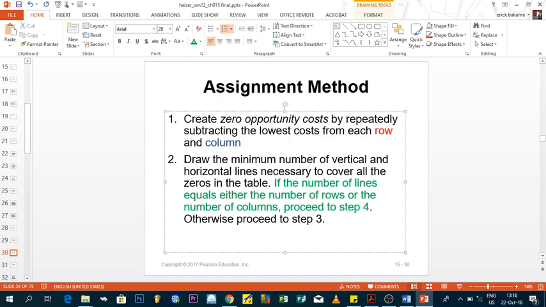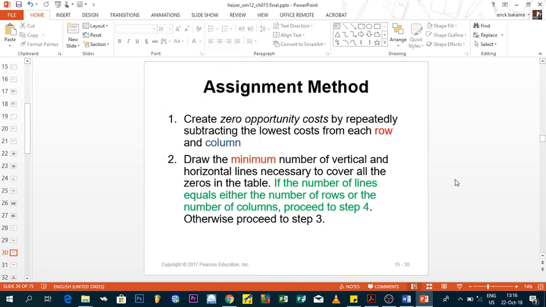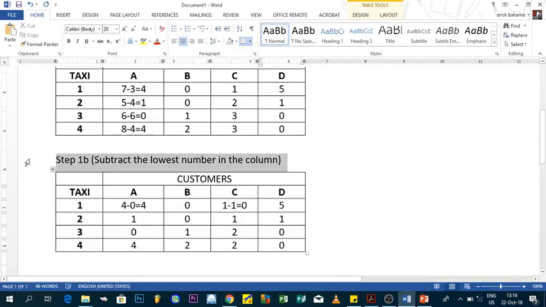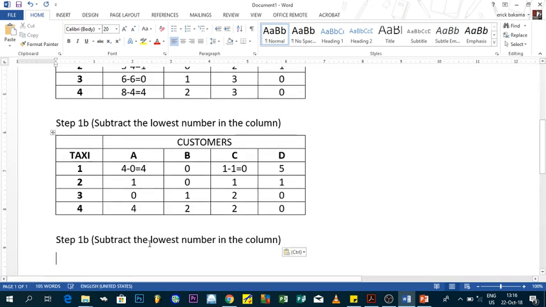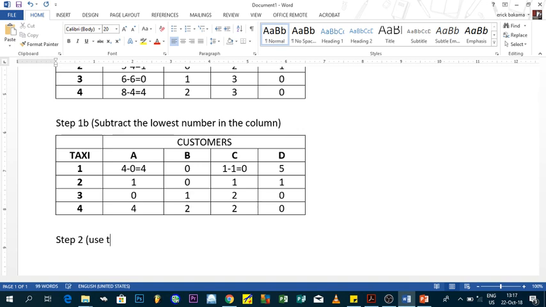So after that, now we go back to step 2. That is about drawing the minimum number of lines. The keyword here is drawing the minimum. Minimum means that if, for example, we have 2 zeros that can be cancelled by one straight line, we're going to use one straight line instead of using 2 straight lines to cancel it. So what we do is we go back to step 2. We call it step 2, and then use the minimum number of lines to cancel the zeros.